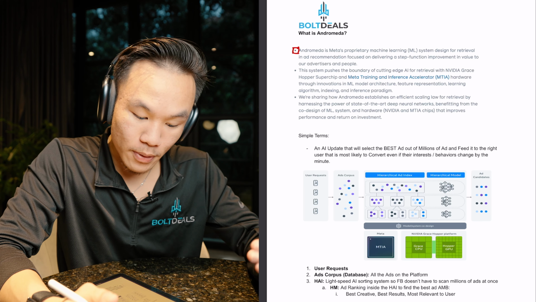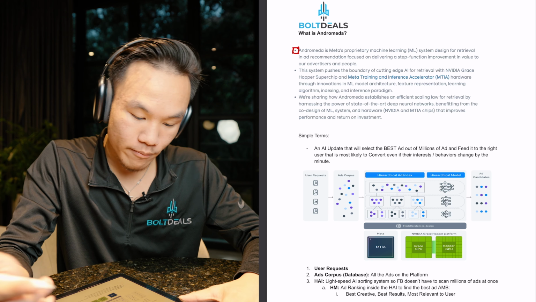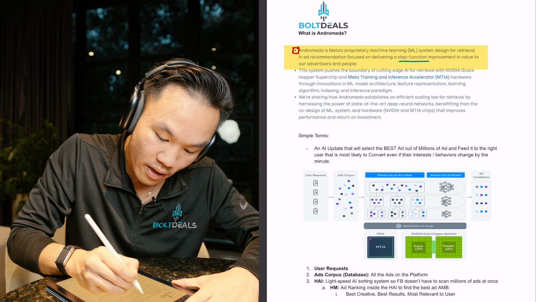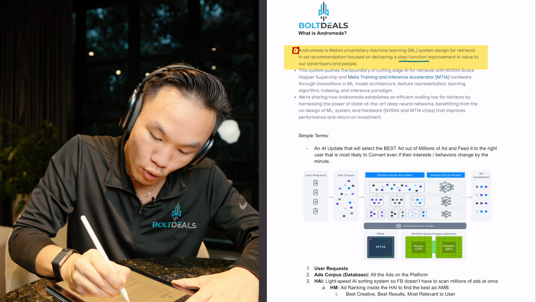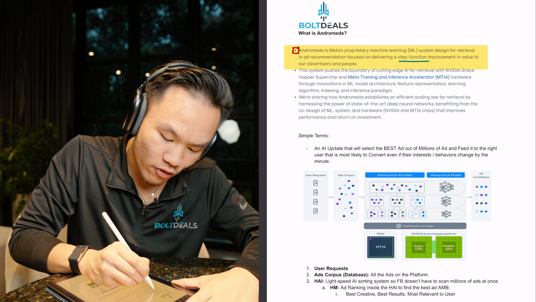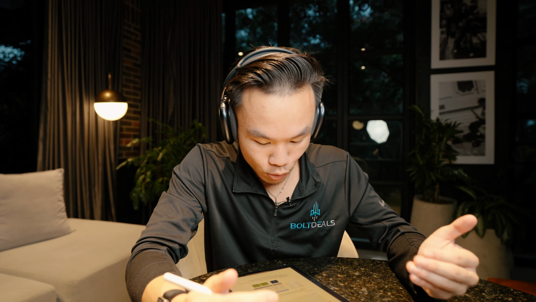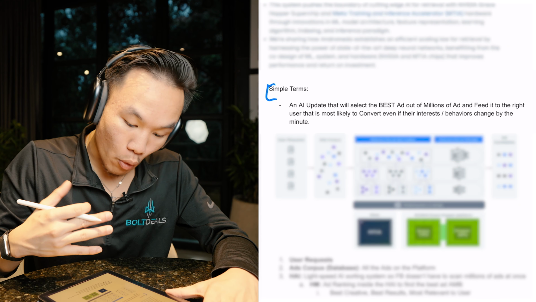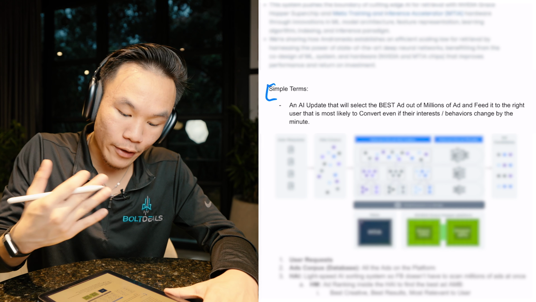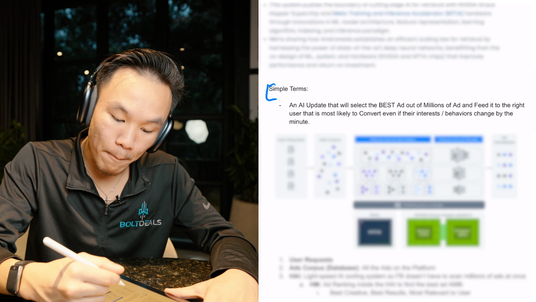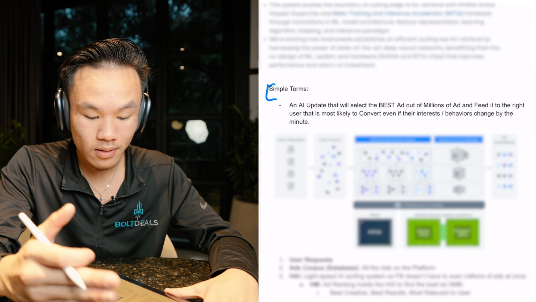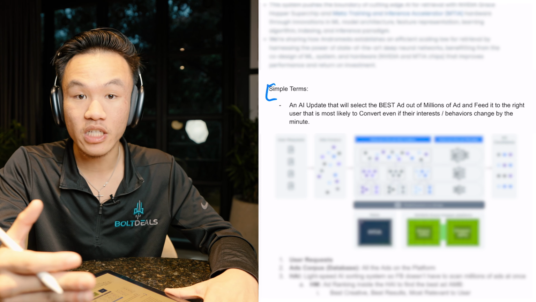So let's talk about what Facebook defines as its Andromeda update. The way Facebook defines it is a proprietary machine learning system designed for retrieval and ad recommendation, focused on delivering a multi-step function improvement in value to our advertisers and people. Sounds complex, it doesn't really make sense, but let's break it down in simple terms, right? Because if we want to solve something, we have to understand what the constraint is. So how I break it down is it's simply an update that Facebook made that enables them to select the best ads out of millions of ads on the platform and feed it to the right person that is most likely to convert, if their interests and behaviors change by the minute.